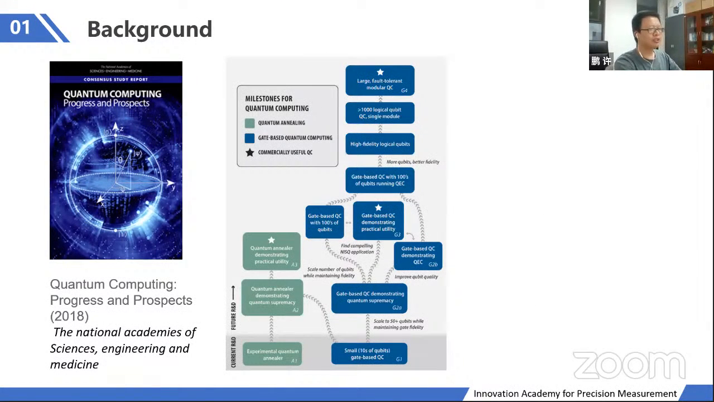I think there's no need for me to say more about how important quantum computation is and what a quantum computer can do, because there are so many materials and so much news about that. I'd like to start my talk with the report Quantum Computing: Progress and Prospects, published by the National Academies of Sciences, Engineering, and Medicine. In this report, they have reviewed almost all the platforms for the quantum computer, and especially they give a milestone for quantum computing.